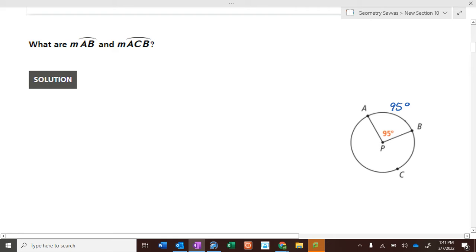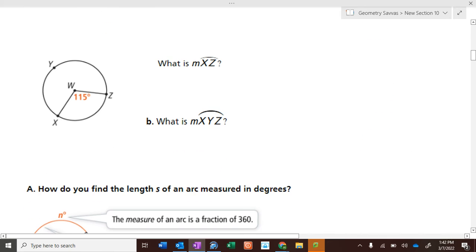Now, AB is called a minor arc from A to B. If you go around the outside, you need at least 3 letters, which is a major arc. Okay? So, how many degrees are in a circle? 360. What is ACB then? 360 minus 95, which is 265. So ACB is 265, AB is 95. If it has 2 letters, it's a minor arc. It's less than 180. If it's 3 letters, it's a major arc or a semicircle. So it's 180 degrees or greater.